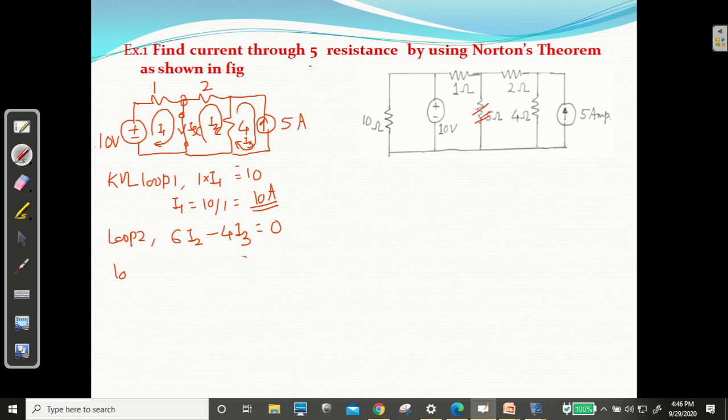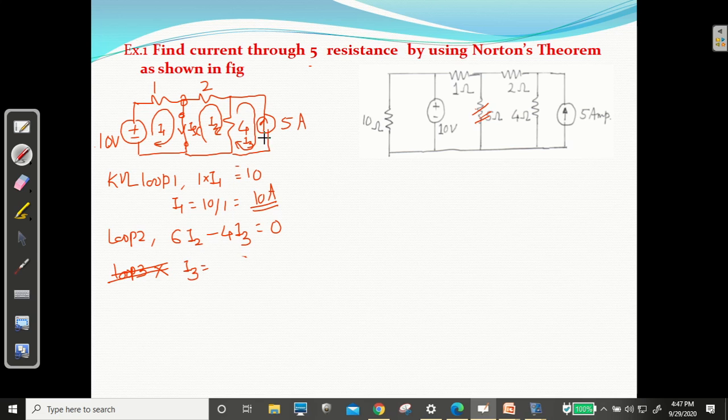Loop 3. We can't write the equation in loop 3. I told you already, in the loop which is having a current source, we can't write the KVL. So we can't write the KVL here. Clear? But I3 is known.